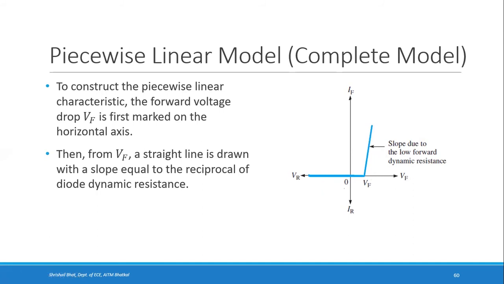You have seen this, right? The slope of the graph is equal to the reciprocal of dynamic resistance. The slope is y by x, y-axis divided by x-axis, that is IF by VF. But what is resistance? It is VF by IF. So if you take the reciprocal of the diode's dynamic resistance, with that slope you can draw the line. This is how you can construct a piecewise linear characteristic. You will better understand this if you consider one example.